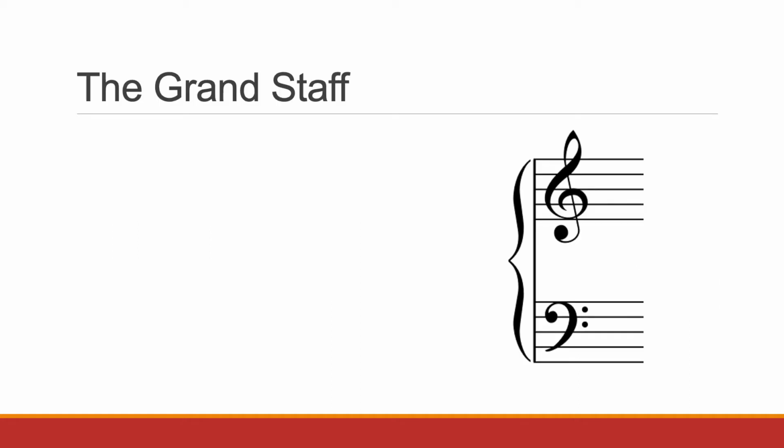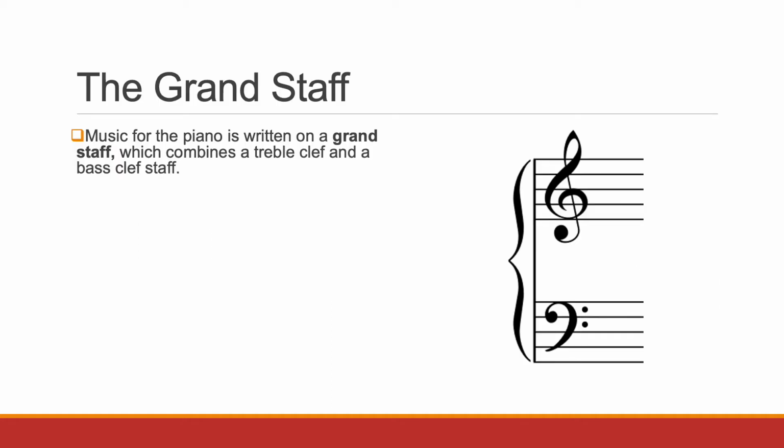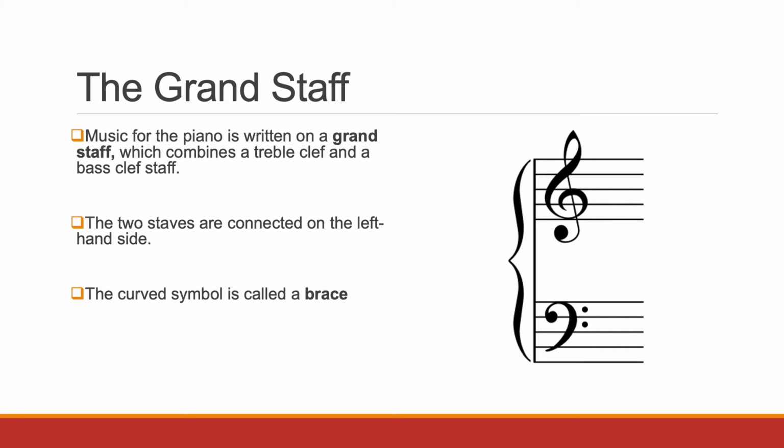The grand staff. Music for the piano is written on a grand staff, which combines a treble clef and a bass clef staff. The 2 staves are connected on the left-hand side. The curved symbol is called a brace. There is also a left bar line.